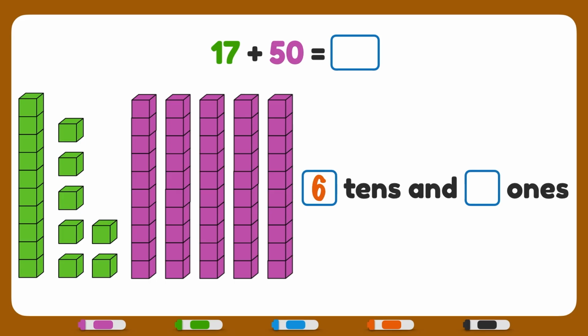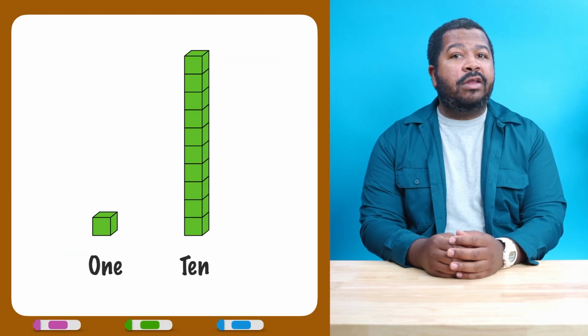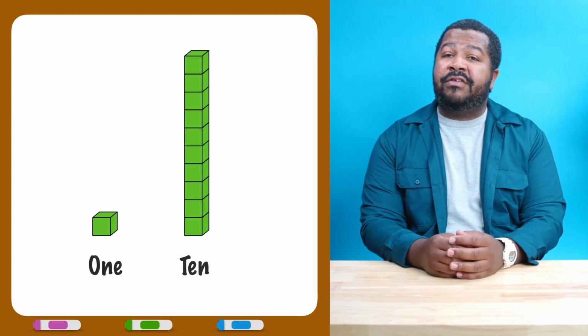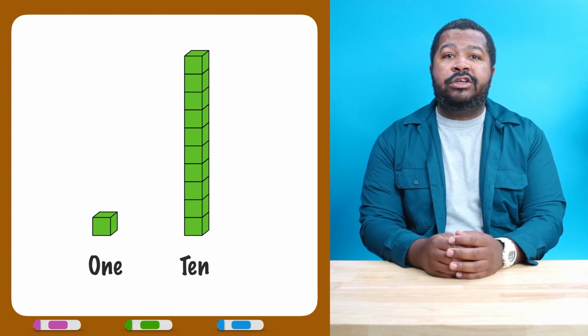Now we need to know how many 1s we have. 17 has 7 1s and 50 doesn't have any 1s, so there are 7 1s. The blocks show 6 10s and 7 1s in all, which is the same as 67. This means that 17 plus 50 equals 67. Way to go! Using models like these can be a helpful way to solve addition sentences that have 2-digit numbers.